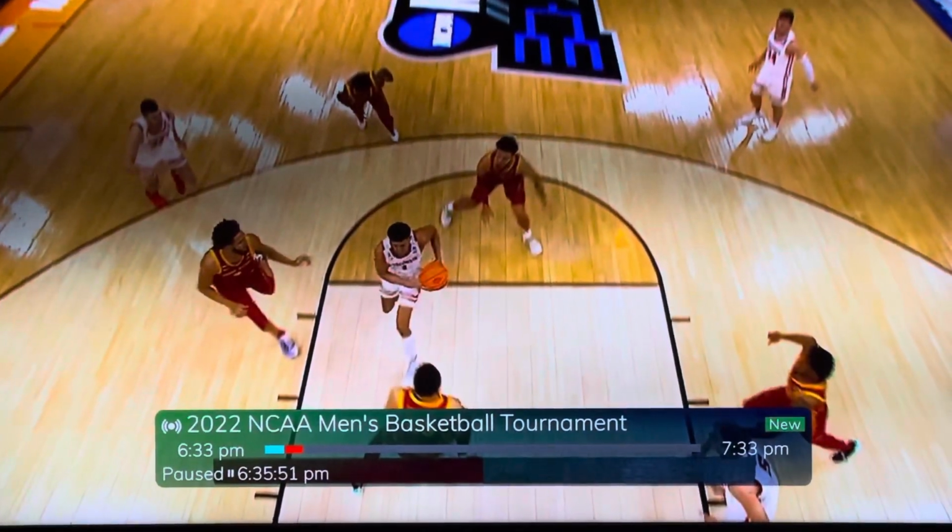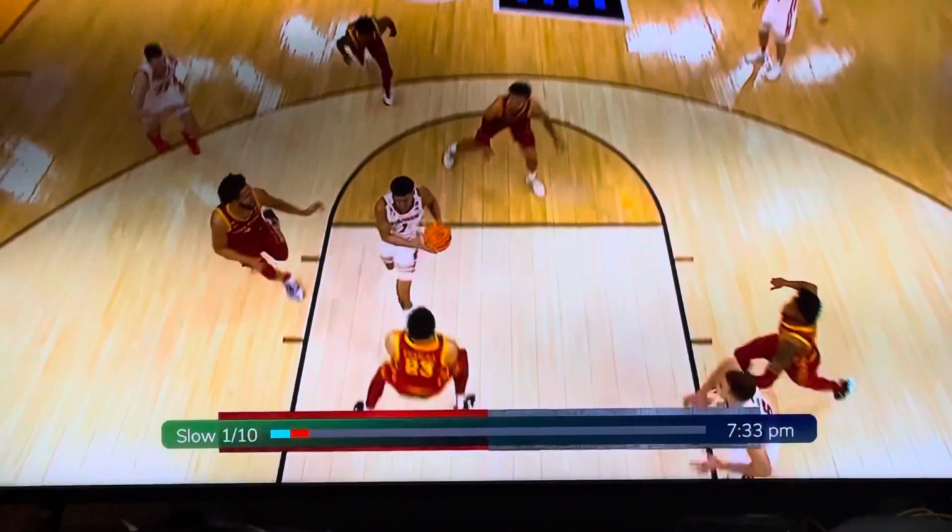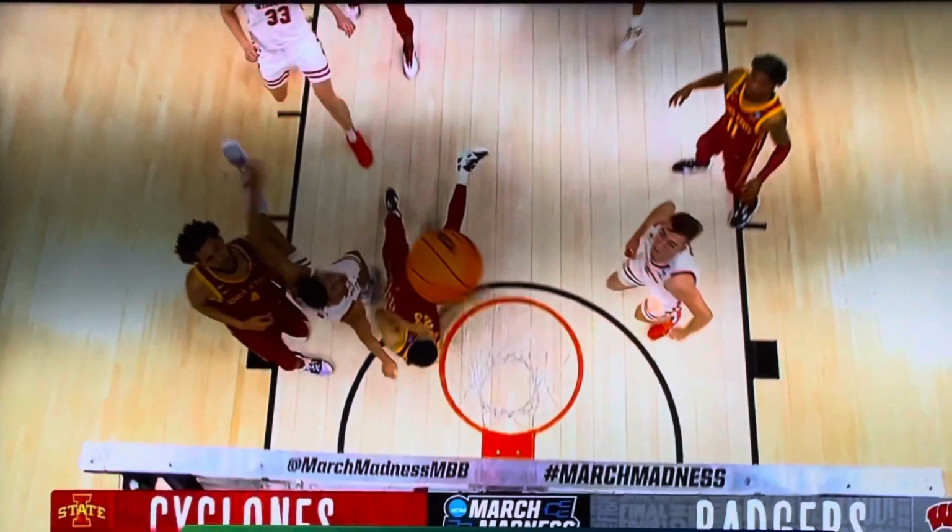Now again, you have to be squared up. Watch his shoulder. Watch his lean. See, he leaned into him. See how he leaned into him? That's not a foul. So, scripted refereeing.